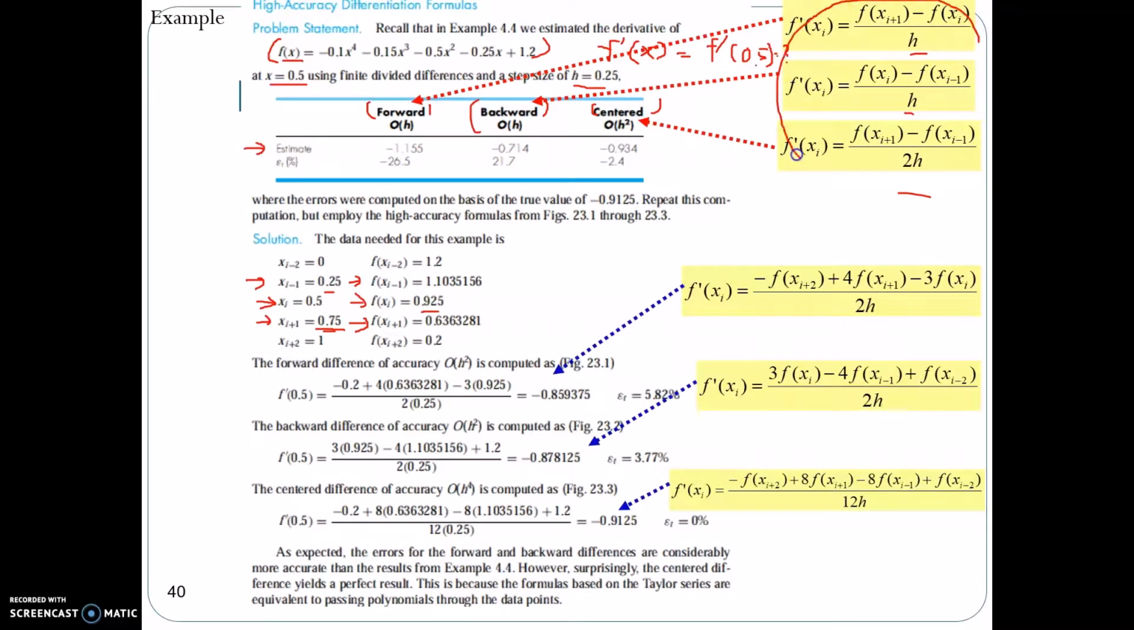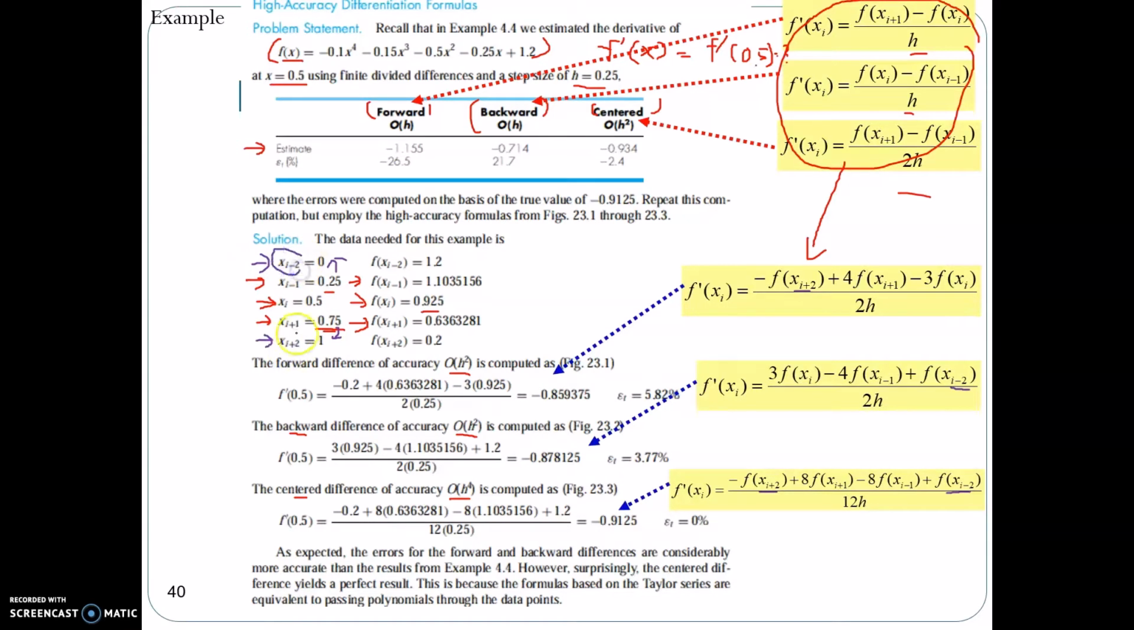We can improve this algorithm by incorporating the higher order method. These three formulas are known as the forward, backward, and center difference methods with the accuracy O(h squared) and O(h to the power 4). To implement this formula, you need additional data at x_i plus 2 here and x_i minus 2. 0.75 plus the step size, you obtain 1. So this is your x_i plus 2. 0.25 here minus the step size, then you obtain 0. So this is x_i minus 2.